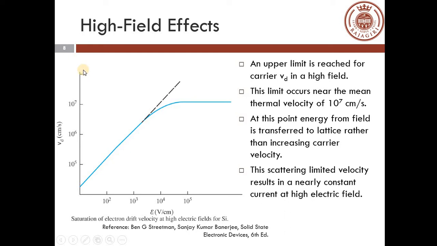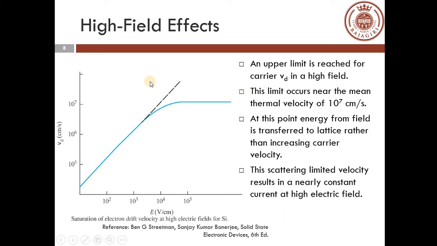The relationship between drift velocity of charge carriers and the electric field is shown in this plot. The drift velocity is plotted along the y-axis and electric field is plotted along the x-axis. Till a particular point, the relationship is found to be linear. An upper limit is reached at the thermal velocity of about 10 raised to 7 centimeter per second. After this point, we can see that the drift velocity does not increase, it remains constant.